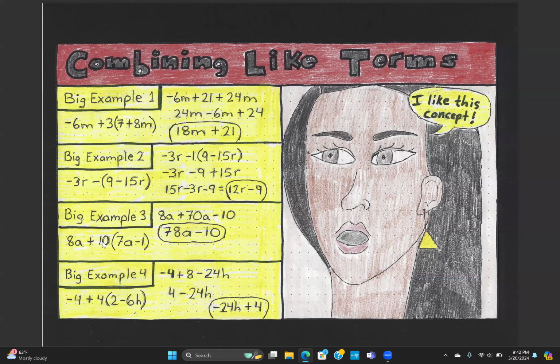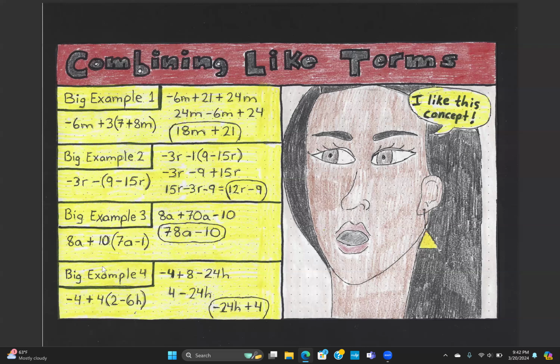When we multiply 10 times 7a, that's going to give us 70a, and 10 times a negative 1 will give us a negative 10. Now we can include the 8a, and then we can combine it to the 70a. 8a plus 70a will give us 78a minus 10 as our final outcome for big example 3.